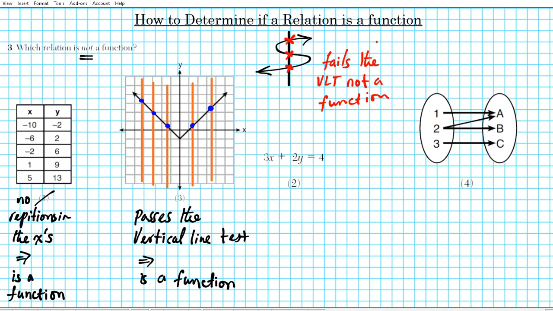Alright, this is just a side example. Now, let's shift our gears to option 2. Option 2, we have an equation.